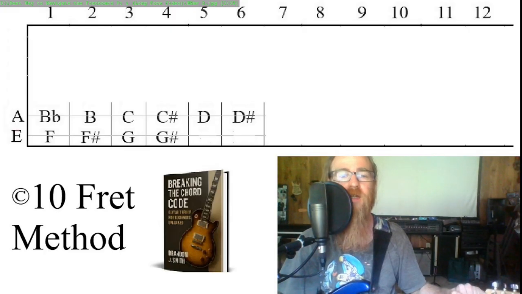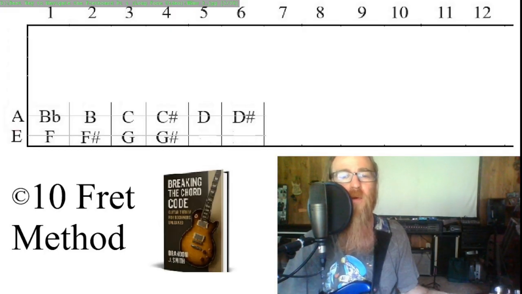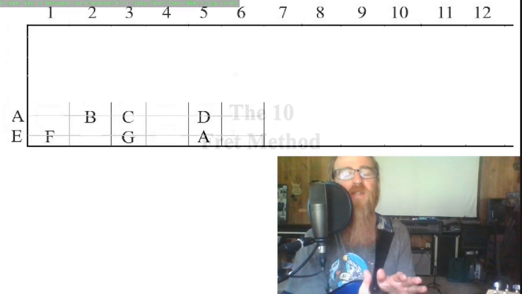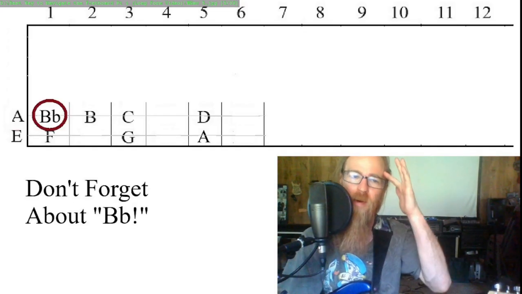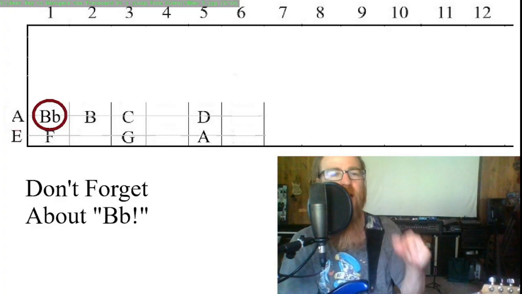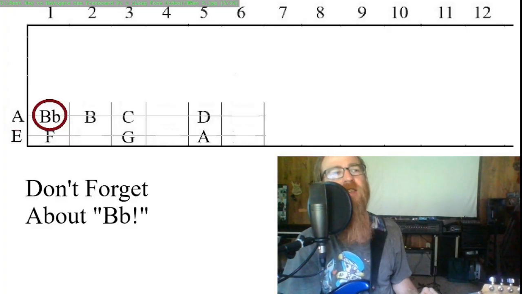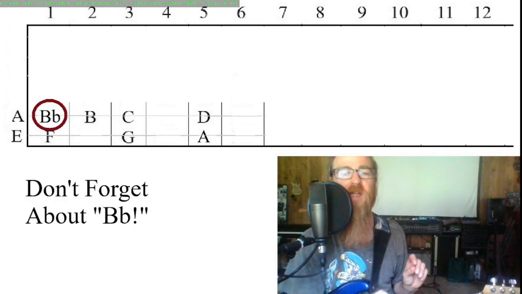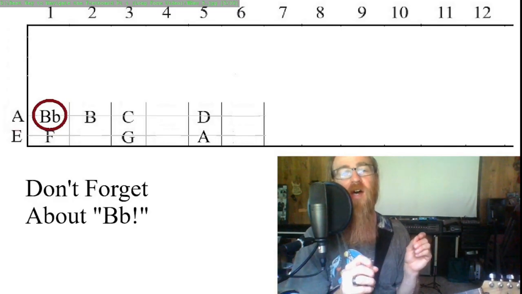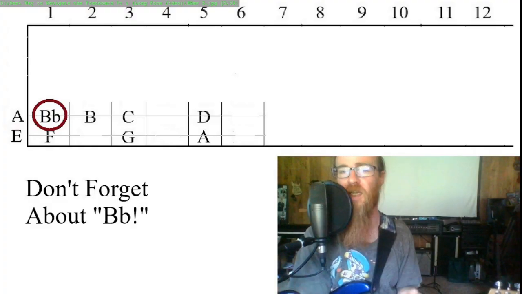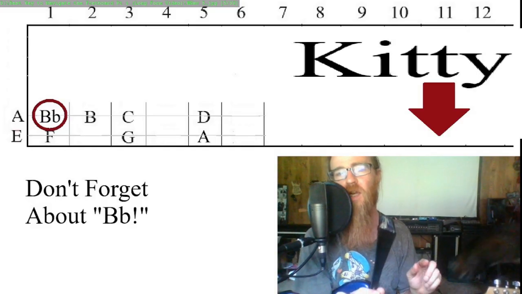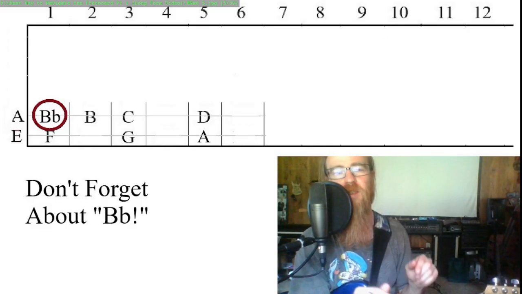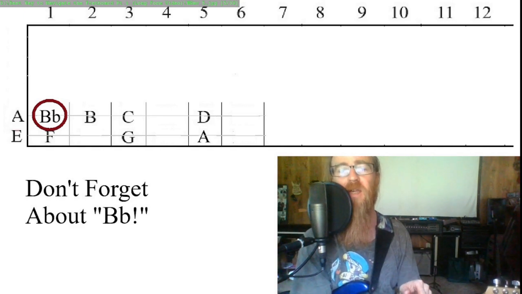Now you're using the 10 fret method, which I came up with in my book, Breaking the Chord Code. If you get rid of the sharps and flats, it's going to help you out a little bit, as long as you remember that B flat comes before B. This is confusing for beginner guitarists because a non-whole note like C sharp, D sharp, or F sharp comes after its whole note. B flat is the only one that comes before its whole note, which is B.